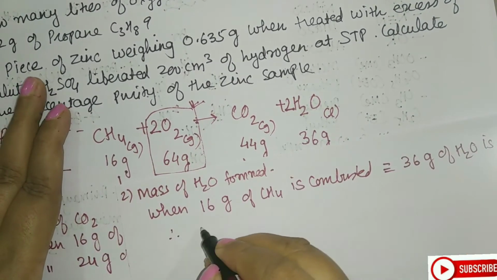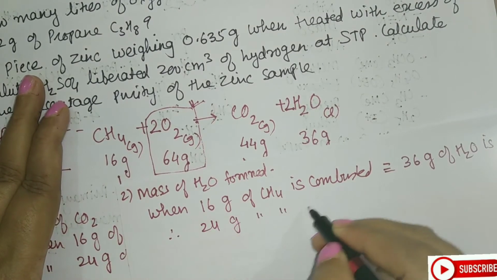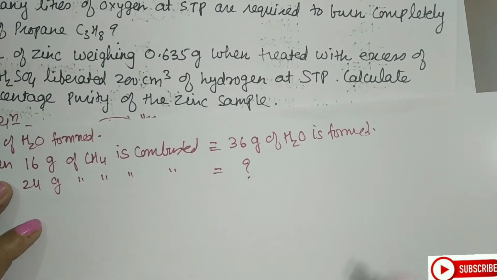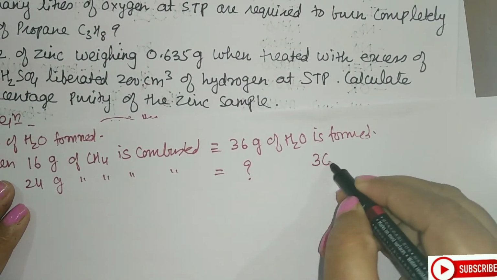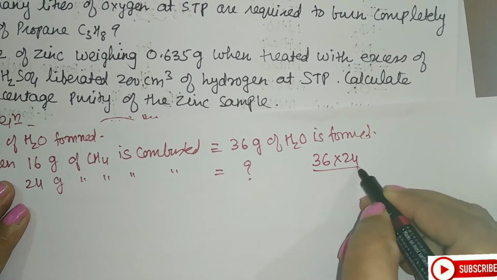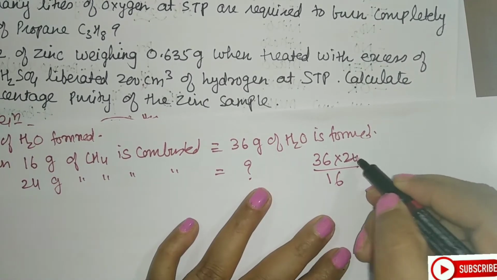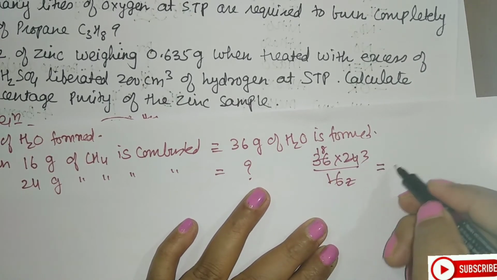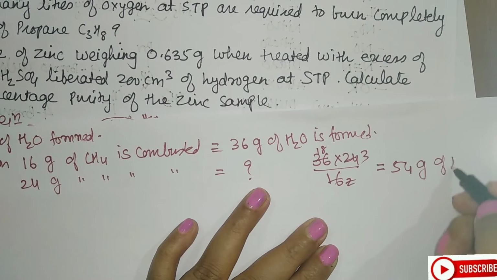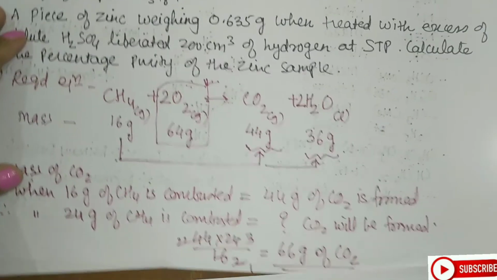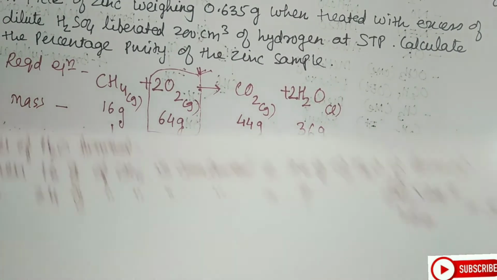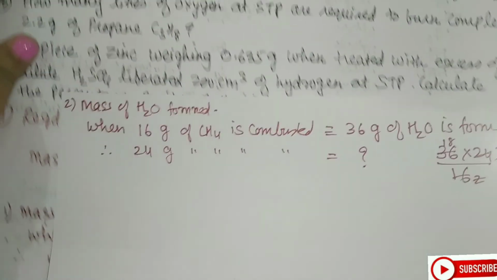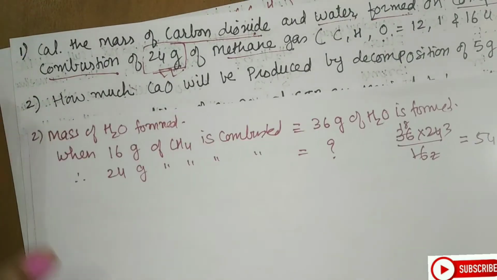Therefore, when 24 gram of methane is combusted, it will be how much? Right, students? Again, go for cross multiplication. It will be 36 into 24 divided by 16. So it will be 54 gram of water. So 66 gram of carbon dioxide and 54 gram of water will be formed. So this is your answer. Very easy calculations. Let us move on to the next question.